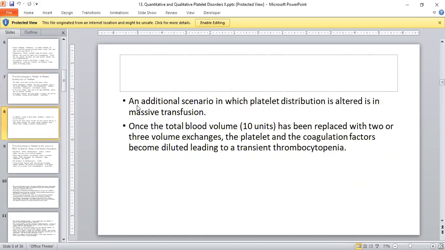An additional scenario in which platelet distribution is altered is in massive transfusion. Once the total blood volume has been replaced with two or three volume exchanges, the platelets and coagulation factors can become diluted. So this can lead to a transient thrombocytopenia. That's the one for massive transfusion.